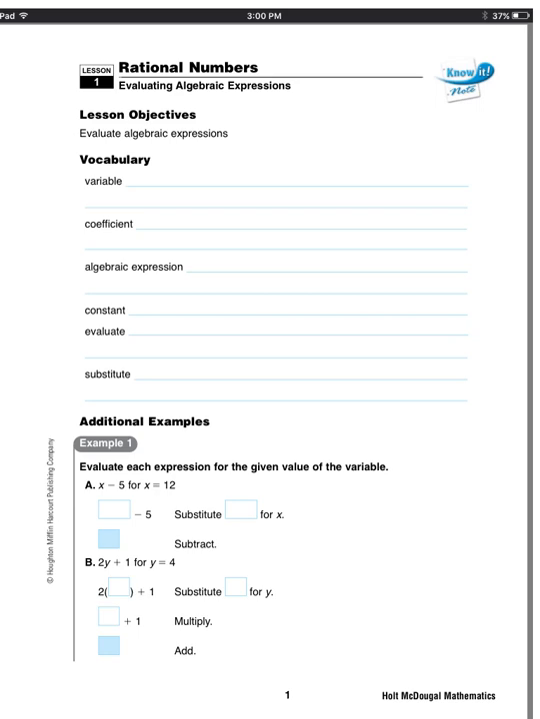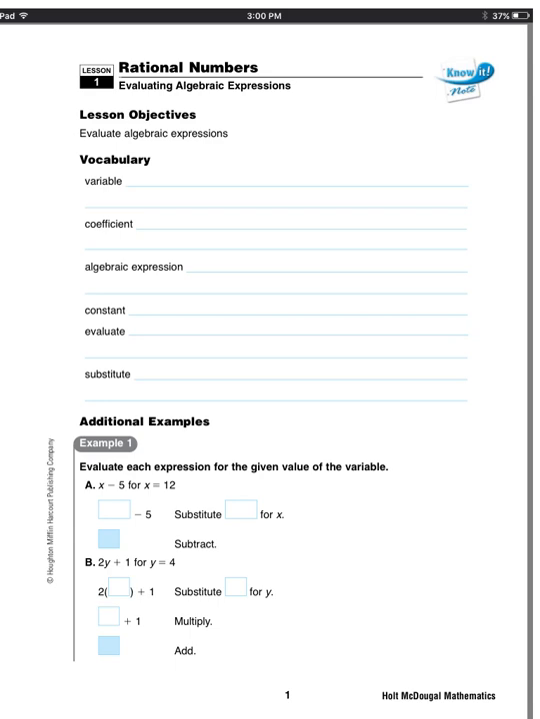Evaluate is to find the value of a numerical or algebraic expression, so to find the answer. And substitute is to replace a variable with a number or other expression in the algebraic expression. So if they say y equals 5, every time you see a y, you would put a 5 in for it.